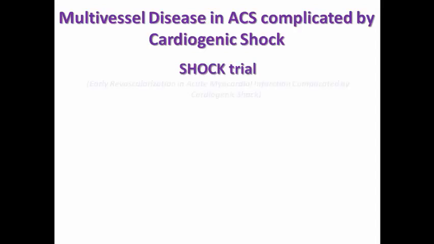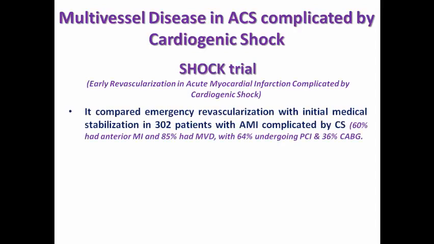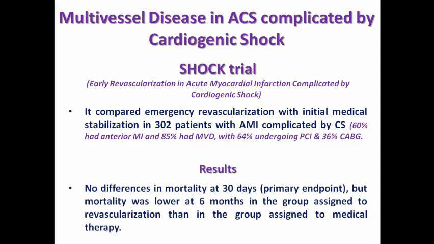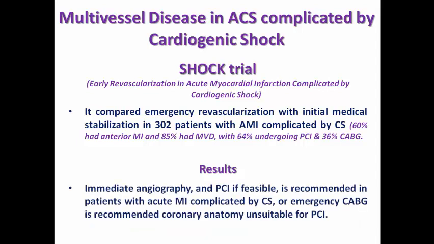The famous SHOCK trial compared emergency revascularization with initial medical stabilization in those with acute MI complicated by cardiogenic shock. The result was that there was no difference in mortality at 30 days, but mortality was significantly lower at 6 months in the group assigned to revascularization in comparison to medical treatment. So there is no doubt that those patients need immediate angiography and PCI if feasible, and in case the PCI is unsuccessful or unfeasible, we go for emergency CABG.